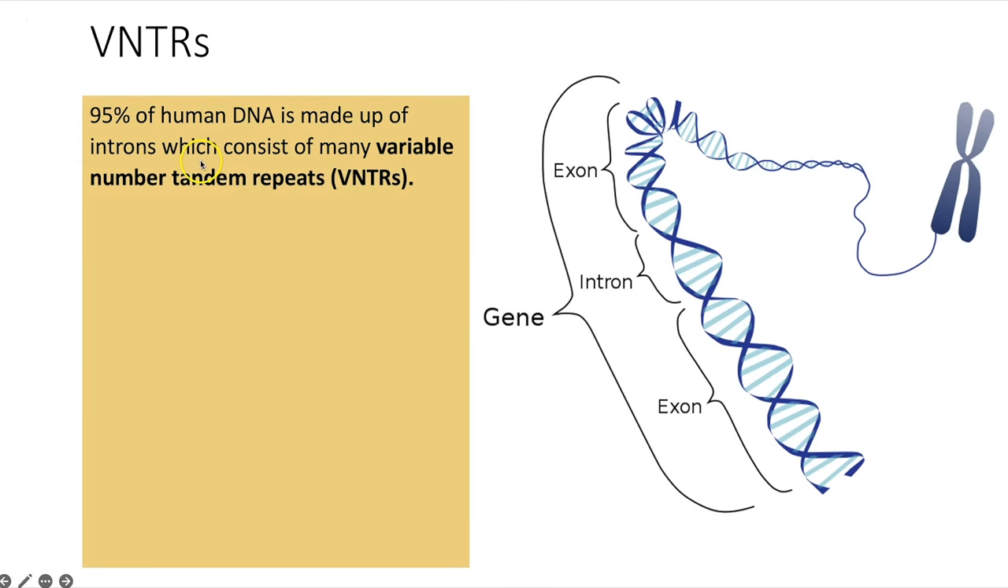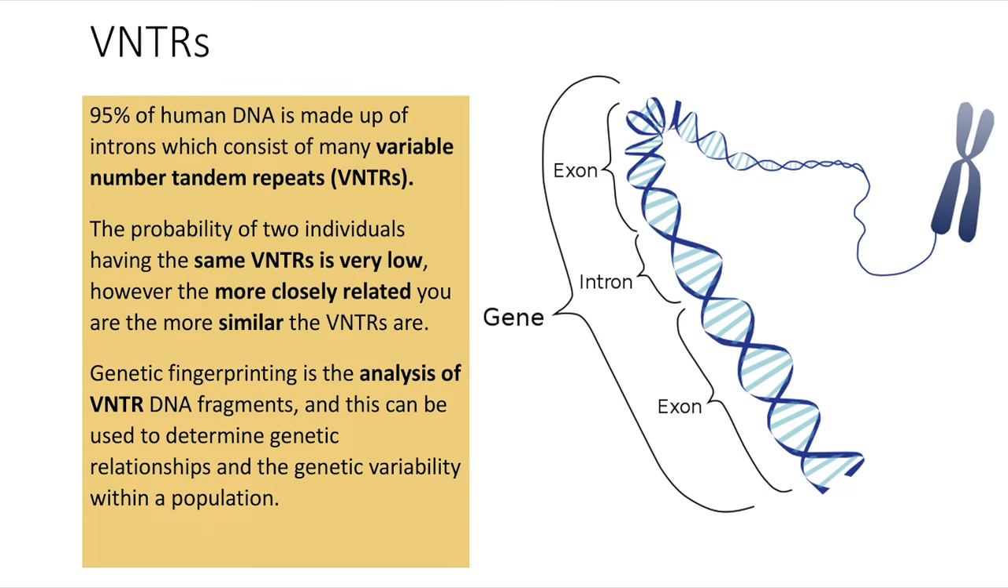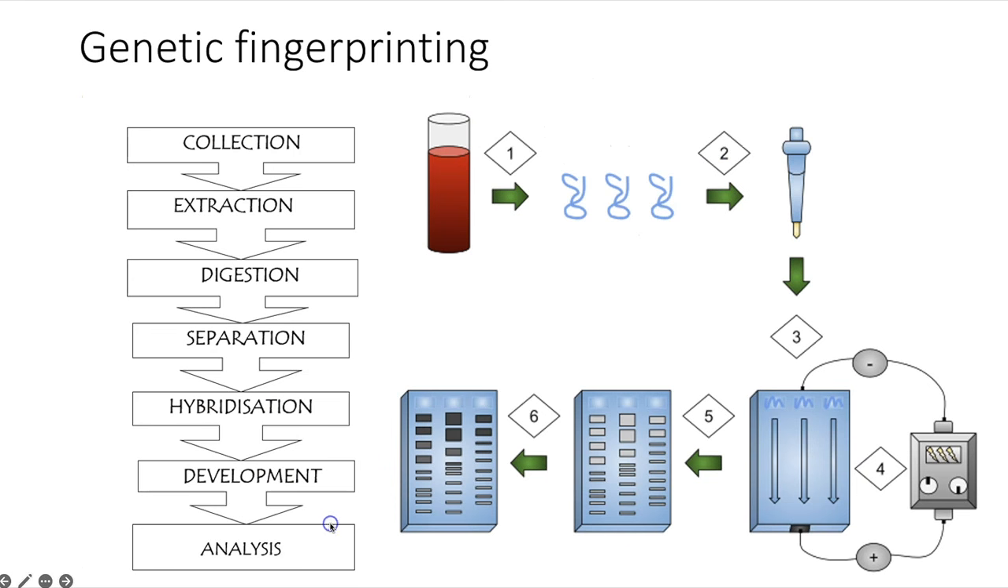We're then going to move on to DNA fingerprinting, which is a way to look at how closely related different individuals are based on VNTRs, which are variable number tandem repeats, which are found within the introns of DNA. The probability of two individuals having the same VNTRs is very, very low, but the more closely related you are, the more similar your VNTRs are. And that is how genetic fingerprinting works. It's the analysis of VNTR DNA fragments to determine genetic relationships and genetic variability within a population.